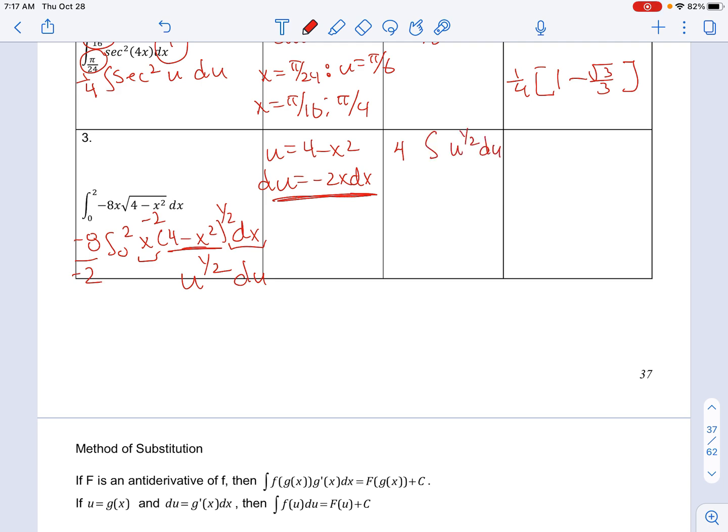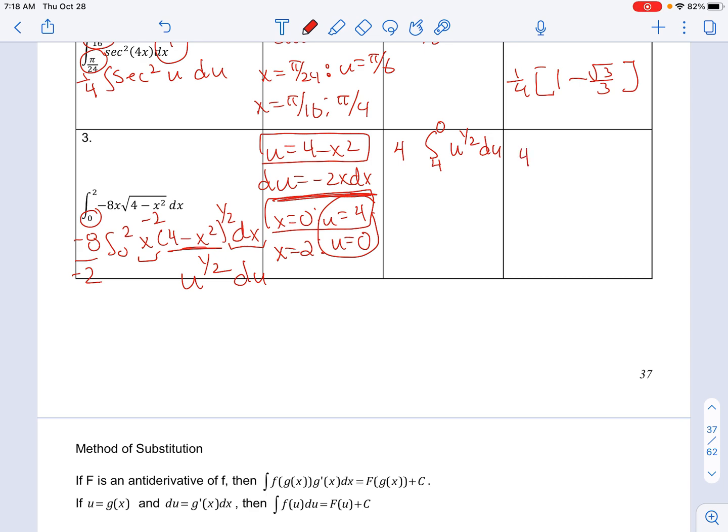My bounds: when x is 0, I plug it in here, and your u ends up being 4. Then when x is 2, your u ends up being 0. Make sure you put these numbers in the correct place. It doesn't always have to be the smaller number on the bottom. When x was 0, which was the lower bound, u is 4. So the 4 goes here, and the 0 goes here.